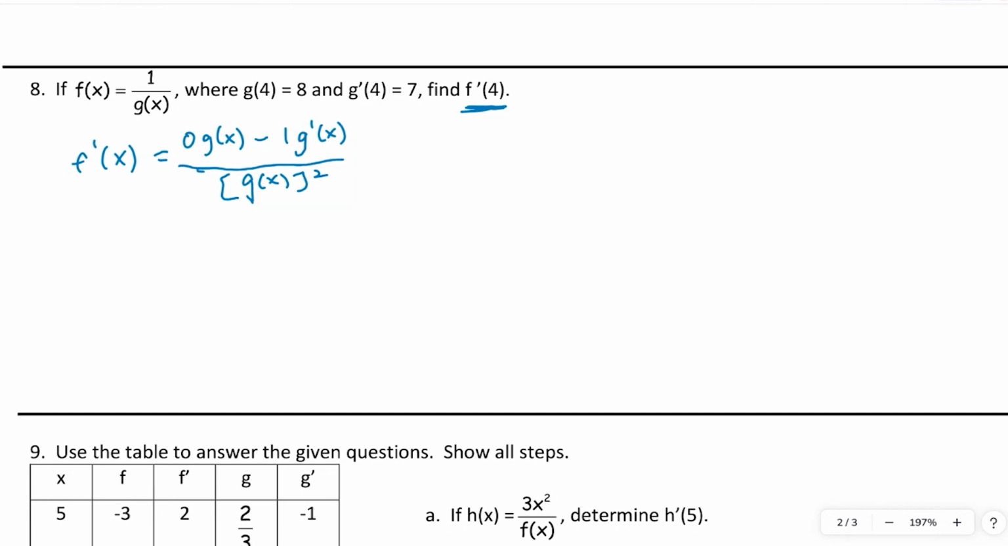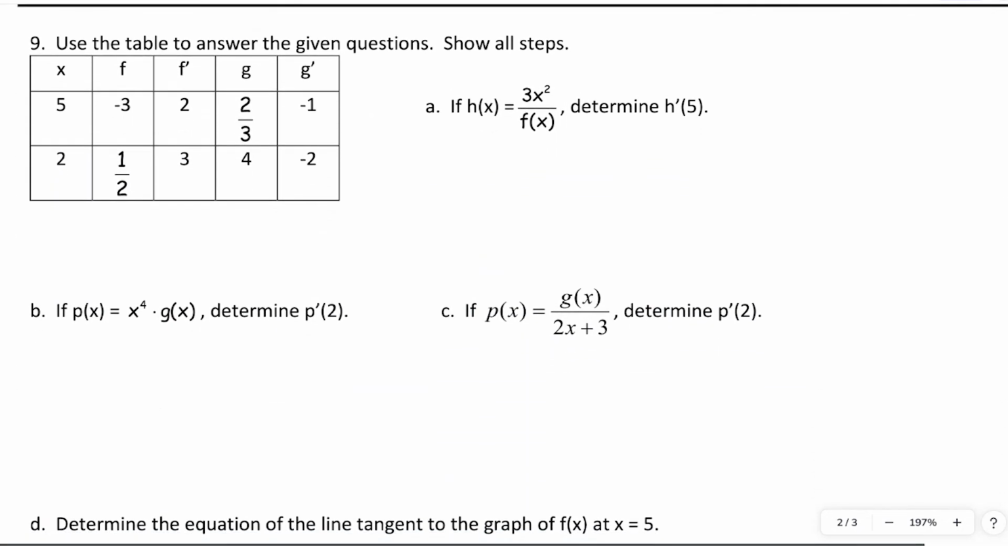Now the 0, obviously, we can kind of ignore that because 0 times anything is 0. So it's really just negative g prime over g squared. So f prime of 4 is going to be negative, and then g prime of 4 is 7. So negative 7 over, and then g of 4 is 8. So that's 8 squared is 64. There's our answer for number 8.